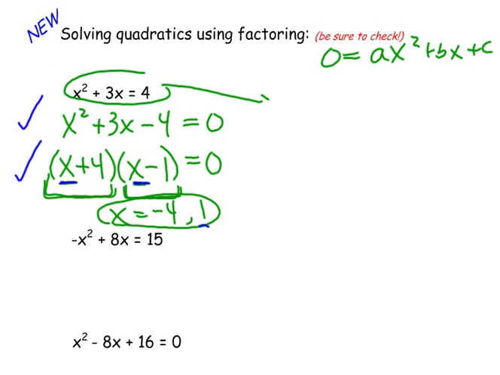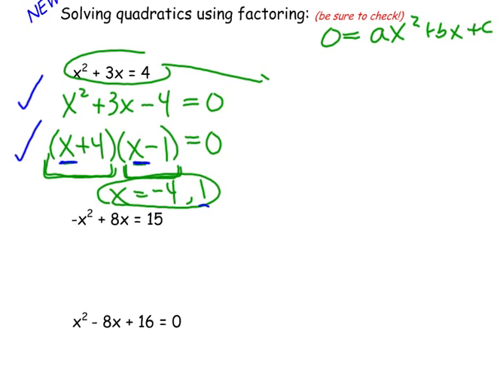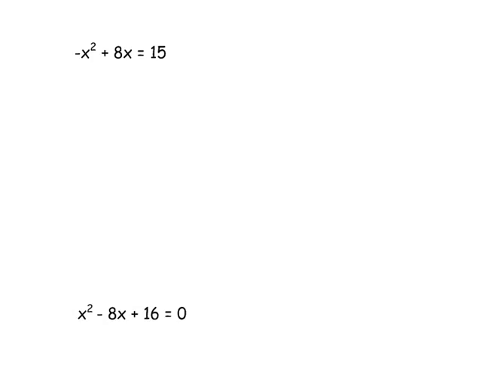All right, so the next one, we have negative x squared plus 8x equals 15. When we look at this one, we know we need to get it equal to 0, and you may notice that your a is negative. Here we've got a negative x squared. And so if a is negative, we're going to move the a and everything that's with it to the other side. So instead of bringing the 15 over here, we're going to add x squared to both sides, and we're going to subtract the 8x from both sides.